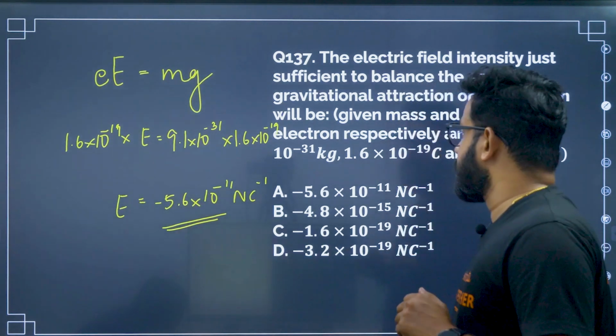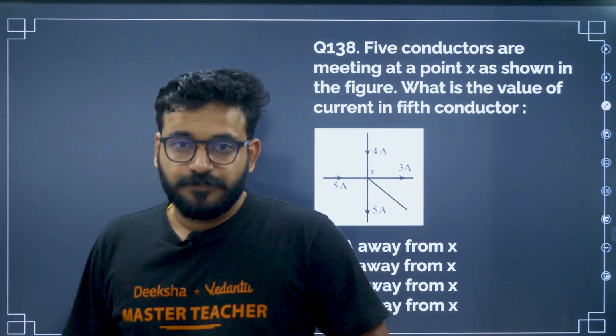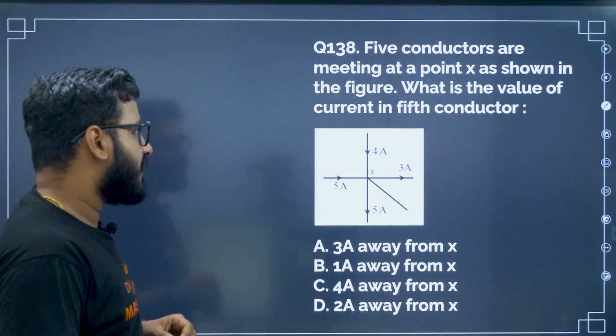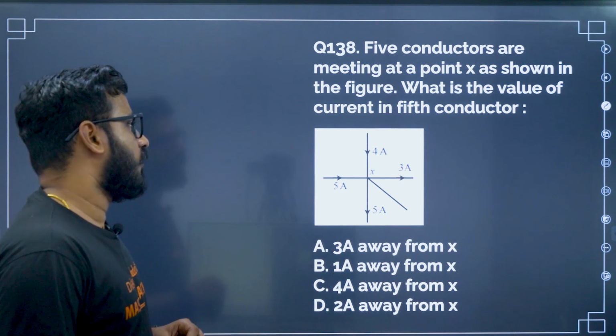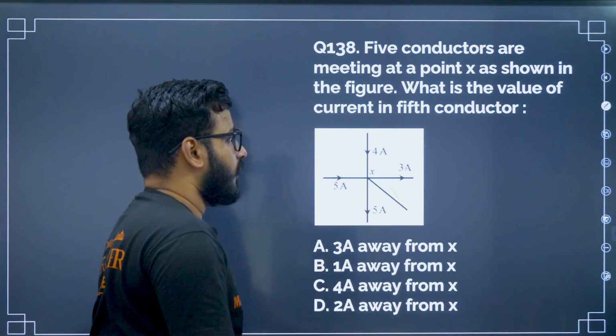Now let us look at the next question. The next question is: 5 conductors are meeting at a point X as shown in the figure. What is the value of the current in the 5th conductor? So what is the current in this conductor?